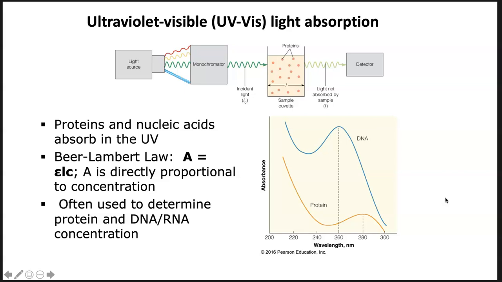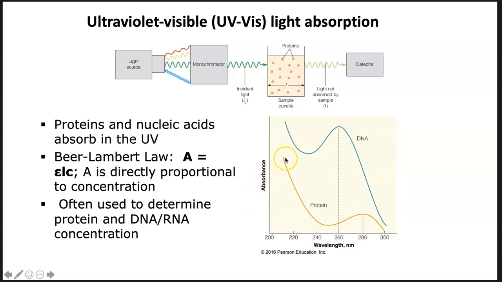Another technique that's widely used in biochemistry is UV-vis light absorbance. We've already talked about this within the actual main lecture, but both DNA and proteins absorb light in the UV range as well. So for DNA, this absorbance is at about 260. For proteins, that maximum absorbance is around 280.